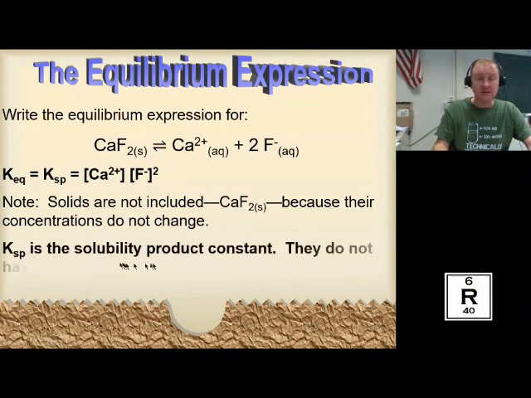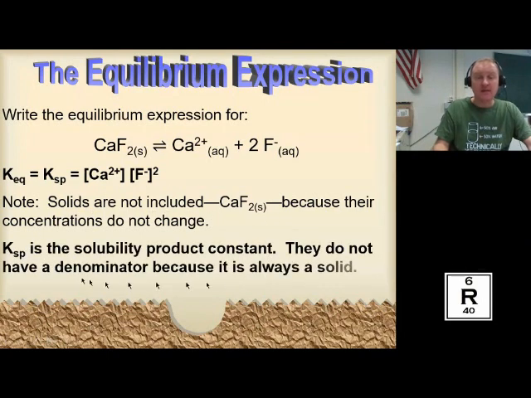So Ksp is the solubility product constant. They do not have a denominator because they're always solid. So the larger the Ksp, that would mean big numbers here, would mean the more it dissolves. So a large Ksp means it dissolves a lot. A small Ksp means it's rather insoluble. And in solutions, we sometimes refer to that when we form things with small Ksps, precipitates, if you guys recall that, precipitates when we talked about solutions. So this is the equilibrium behind precipitates.